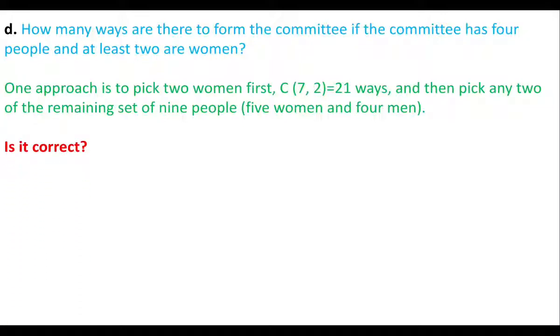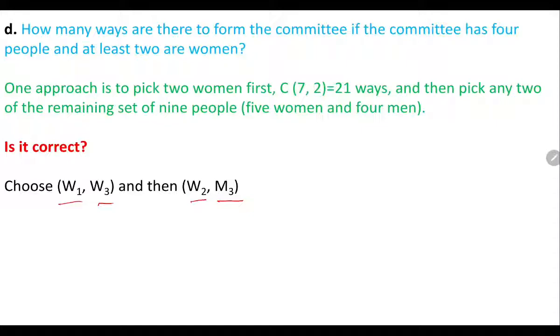Now in this case it is not correct because repetition would come. For example, you pick 2 women, W1, W3. Order doesn't matter, which means W3, W1 is the same as W1, W3, but all women are distinct. And then you pick 1 woman and 1 man.